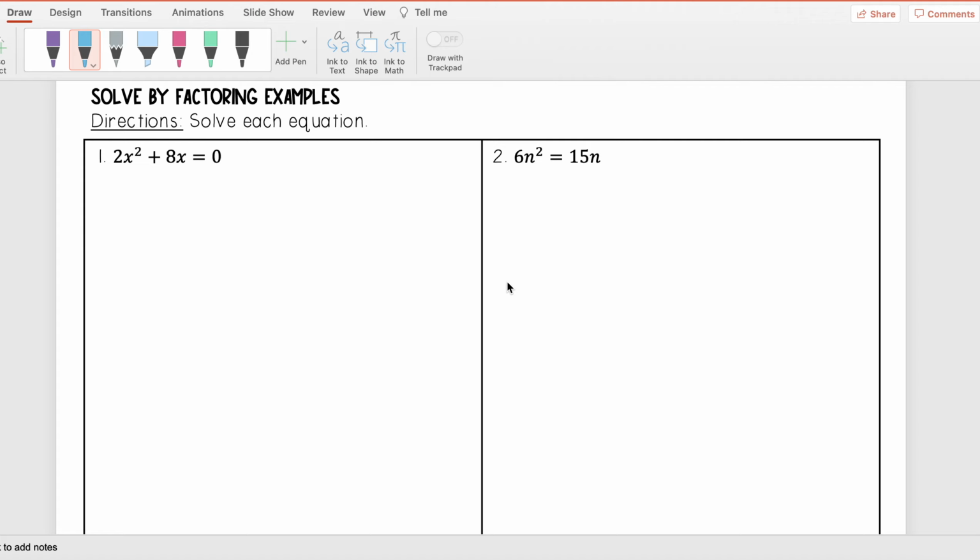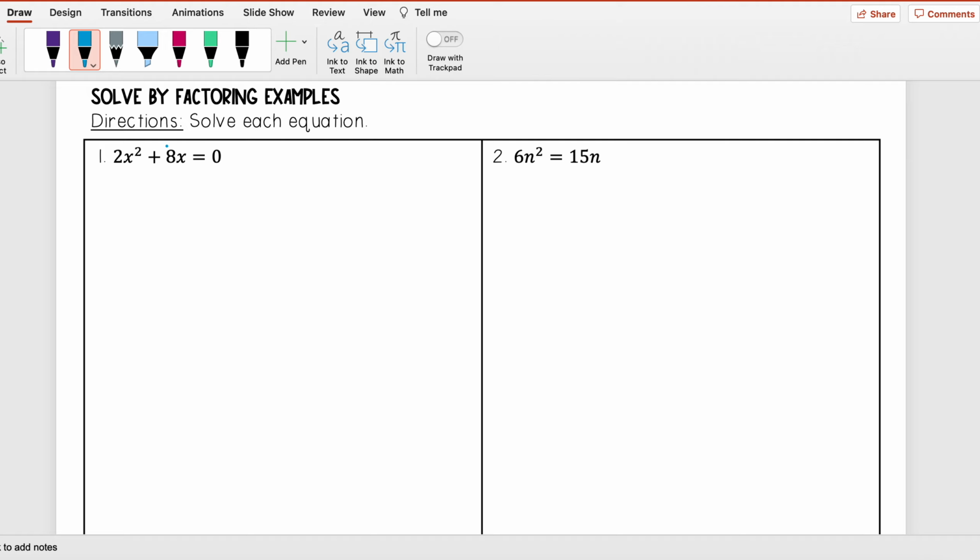So for this first example, we have 2x squared plus 8x equals 0, and we want to solve the equation. And so we know from our steps, our first step is to make sure that all terms are on one side, so it's set equal to 0. And I see that is the case here, it is equal to 0. So I can go to step 2, and that step says I need to factor this. So I first need to figure out how am I going to factor this.